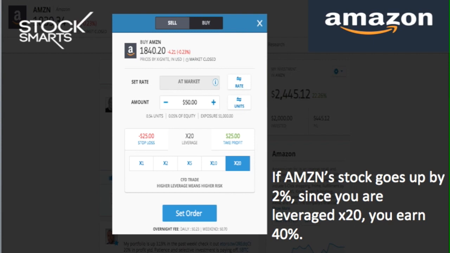Why? Because if Amazon stock goes down by 2%, it means you are risking 40%. Meaning, 40% of $50 is around $20 already. So you are losing $20 instead of just losing $1 if you were not leveraged. This is similar to what I've been talking about before. High risk, high reward. The greater the risk you're putting, the greater the reward. However, if it goes the opposite direction, you have the chance to lose more.